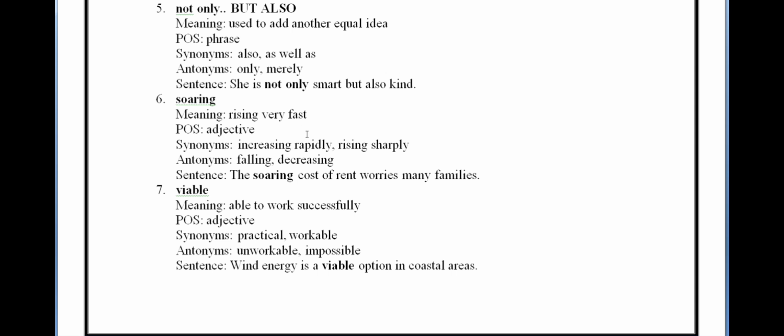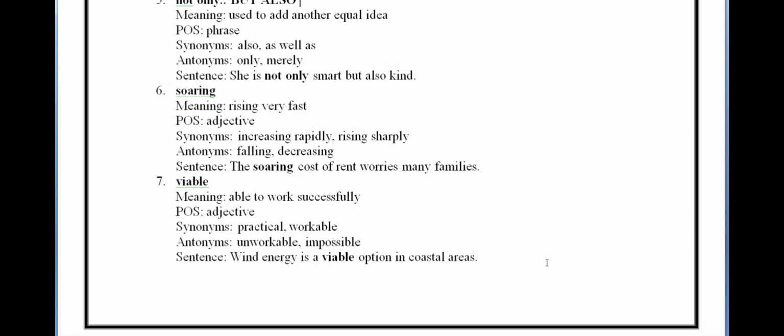Next word is viable. Viable is able to work successfully, which is an adjective. Synonyms are practical or workable, and antonyms are unworkable and impossible. Wind energy is a viable option in coastal areas. That means an option which can work very successfully. That is called as viable.